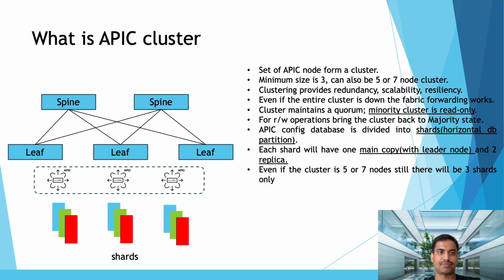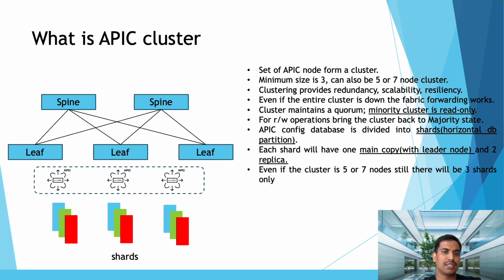Let's get started. On the left side of the screen, you are seeing a spine and leaf topology, and at the bottom we have three APIC controllers. In order to have redundancy, scalability, and resiliency, we create a cluster of APIC nodes. A cluster in ACI is a set of APIC nodes. Minimum we can have 3, or we can have 5 or 7 nodes in a cluster. We can also have 4 and 6, but those are different scenarios I will be talking about later in this series. Clustering provides redundancy, scalability, and resiliency.